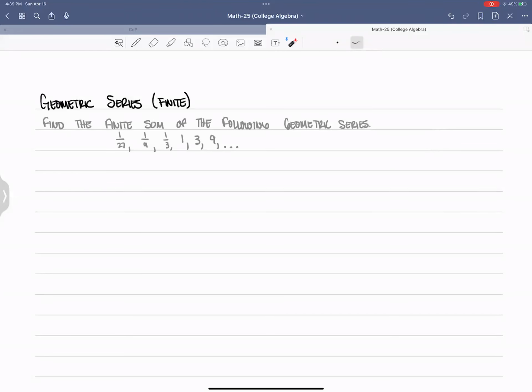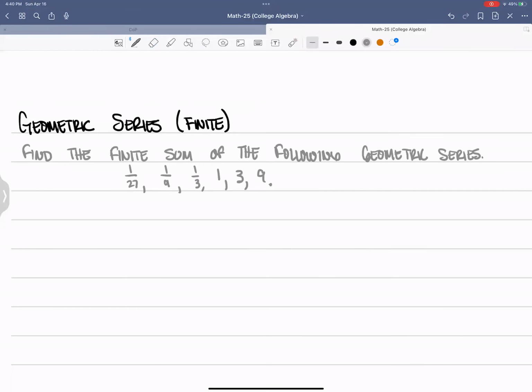Chapter 9, geometric series. This time we're going to go over finite values. Find the finite sum of the following geometric series: 1/27, 1/9, 1/3, 1, 3, and 9. Adding those values up would be our finite sum.